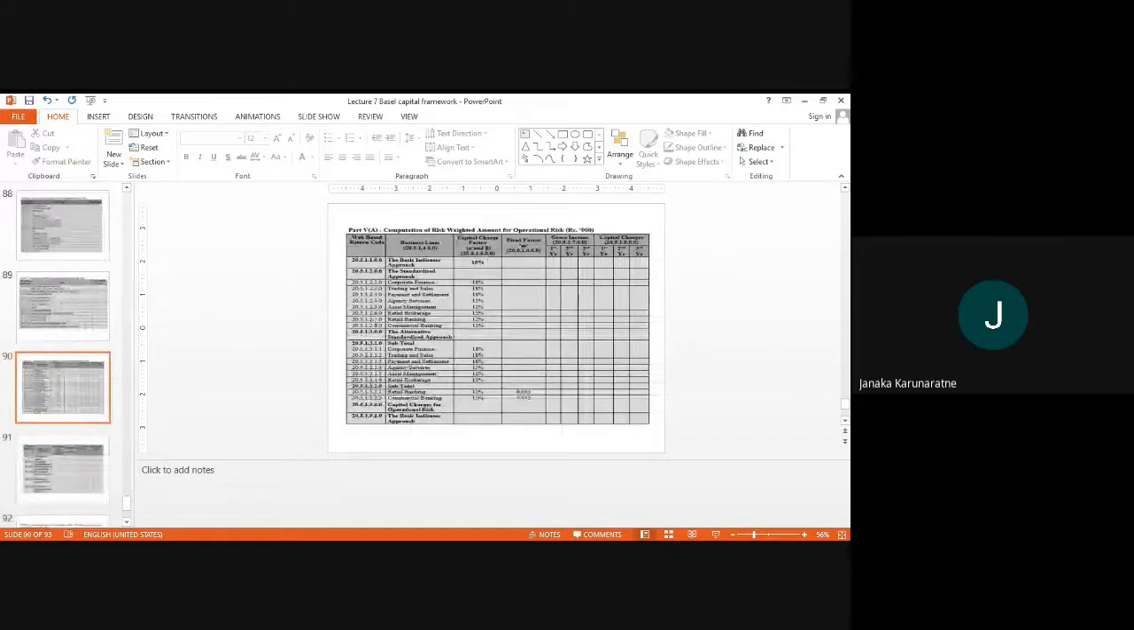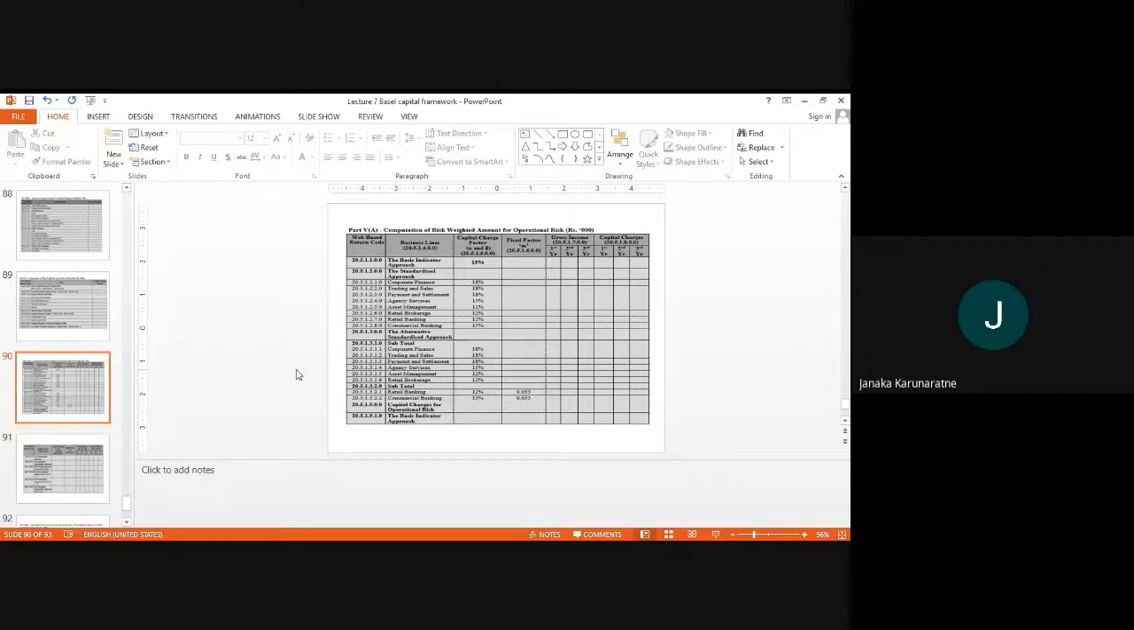Then similarly for operational risk, remember in Sri Lanka, we have allowed the basic indicator approach, the standardized approach, and the alternative standardized approach. Under each approach, how you should compute the risk-weighted asset. If you look at this particular table, the basic indicator approach is simple, 15% across the board for the last 3-year gross income and the capital charge.